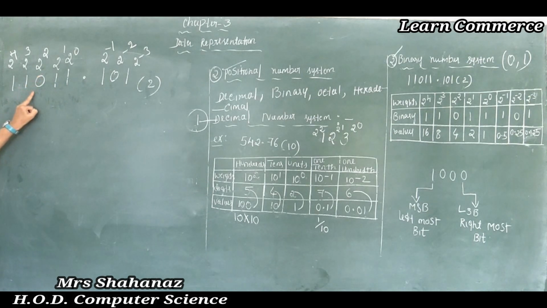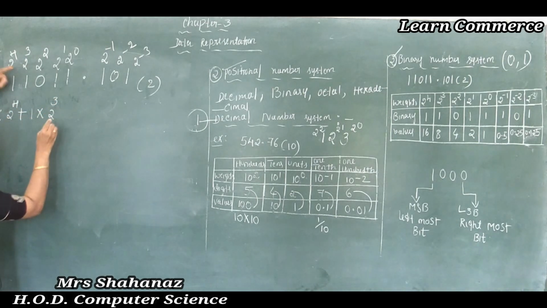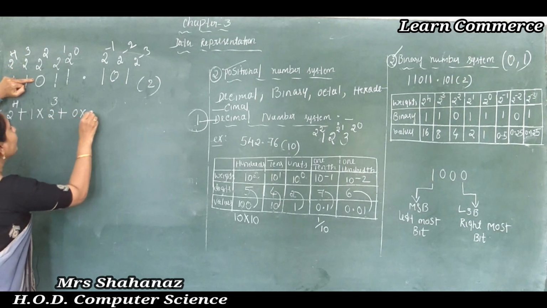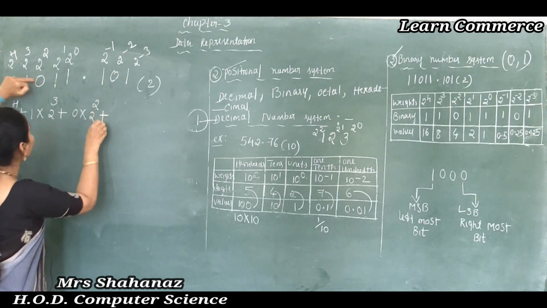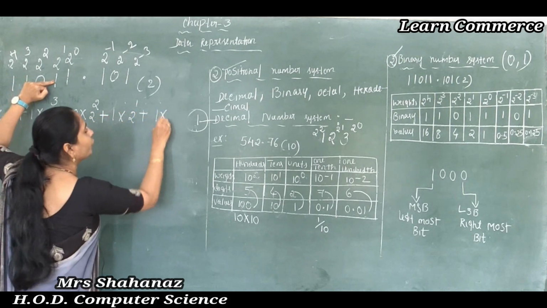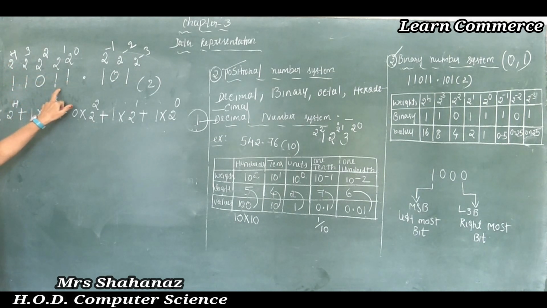So now when you are going to represent this number, how are you going to write? 1 into 2 to the power of 4, plus 1 into 2 to the power of 3, plus 0 into 2 to the power of 2, plus 1 into 2 to the power of 1, plus 1 into 2 to the power of 0. That means we completed it by using this value and the positional value here. I completed till here, 1 1 0 1 1.